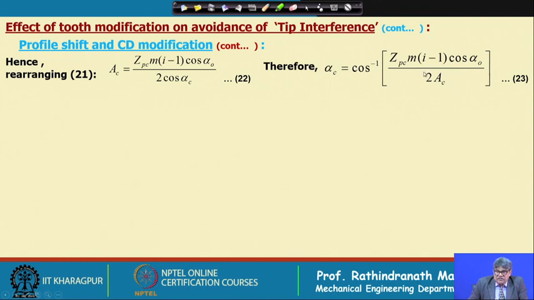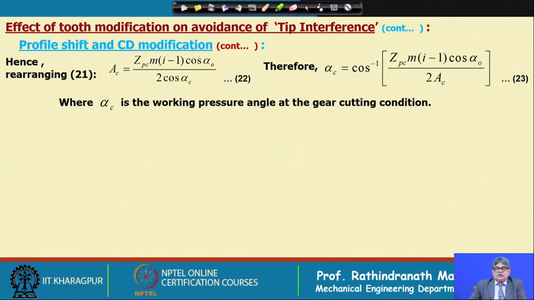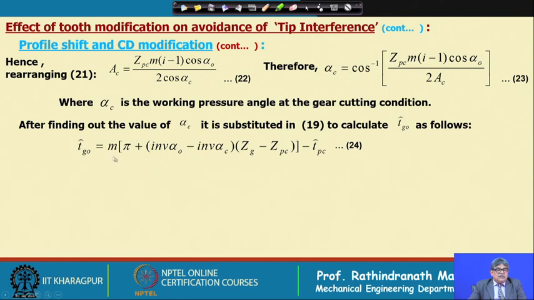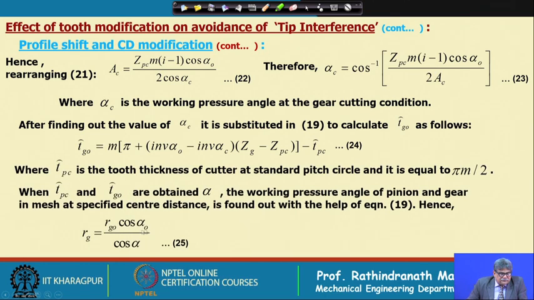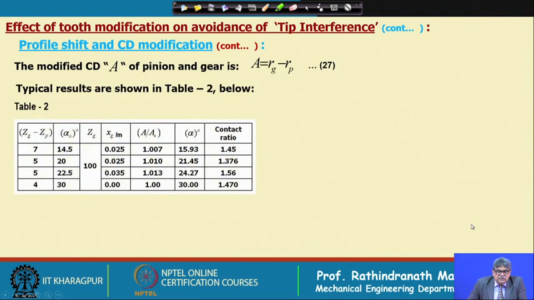And then finally, rearranging 21, we find that center distance of cutter AC will be this, and if the AC is fixed, that is the center distance, which can be found depending on how much correction we have given, the amount of corrections, from there we find the alpha C. Alpha C is the working pressure angle at the gear cutting condition, and from there we find out again the tooth thickness at the pitch circle, and again we calculate the RG and RP with that respect.